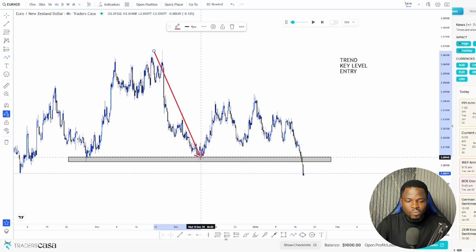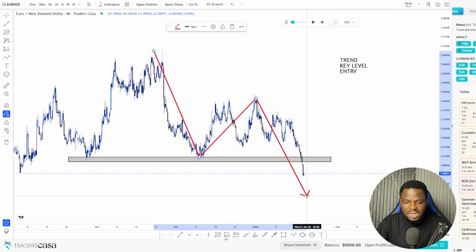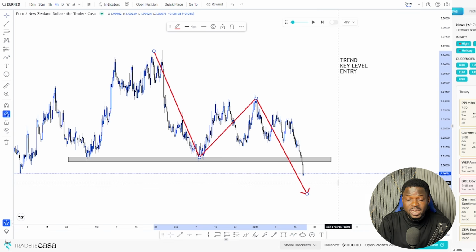And if you look at the overall structural movement on this 4-hour time frame, price gave us a high here, low here, another lower high, then price is about to give us another lower low. And in a market condition like this, all you have to do is keep on looking for sell opportunities in the market.